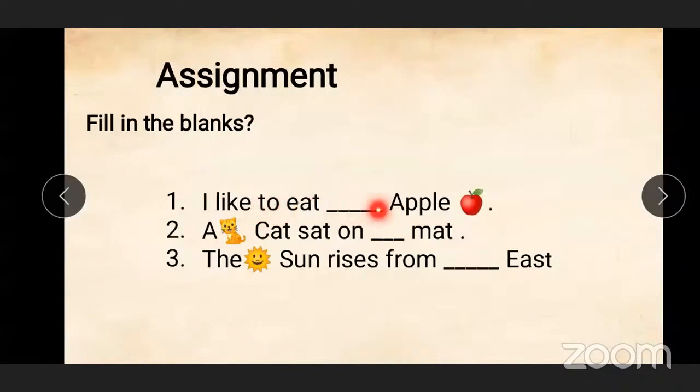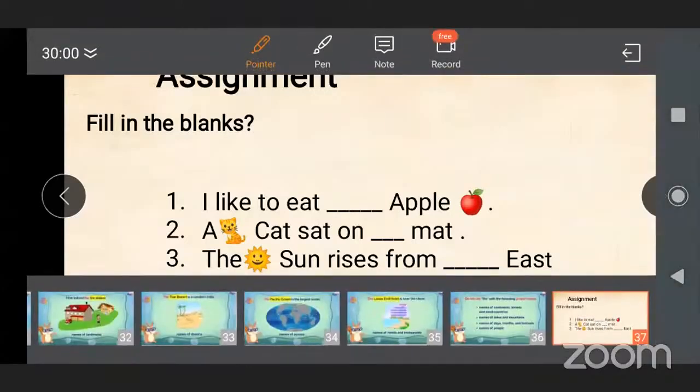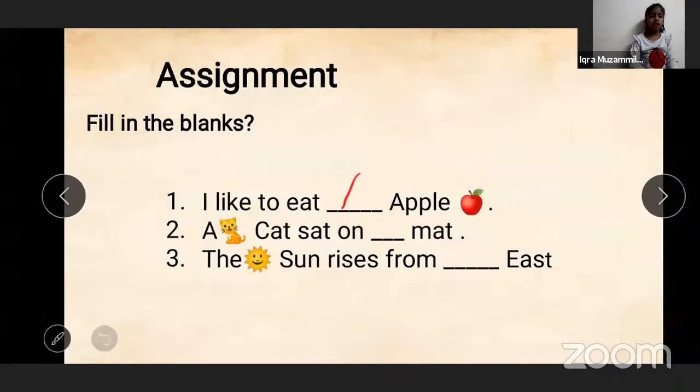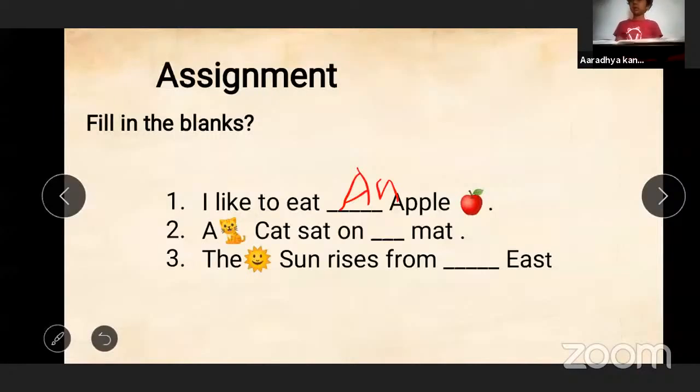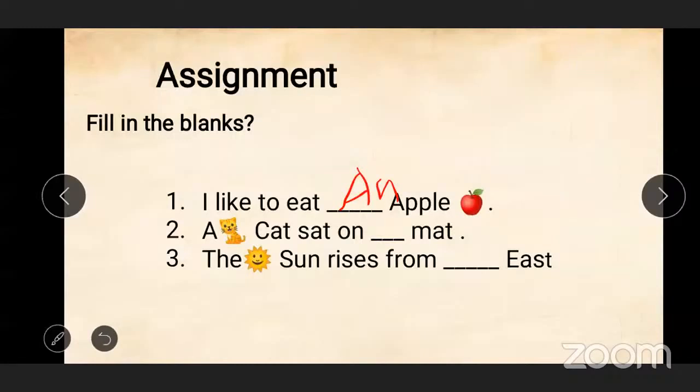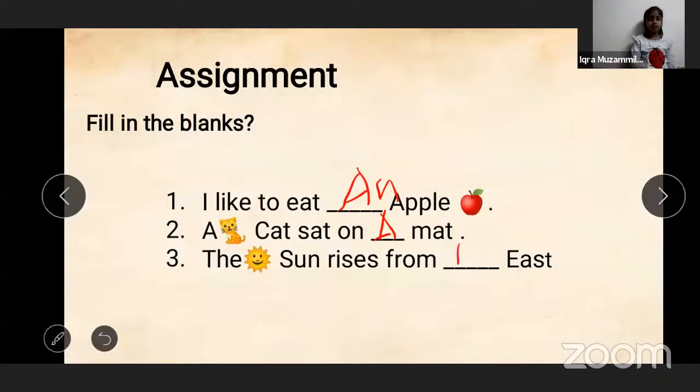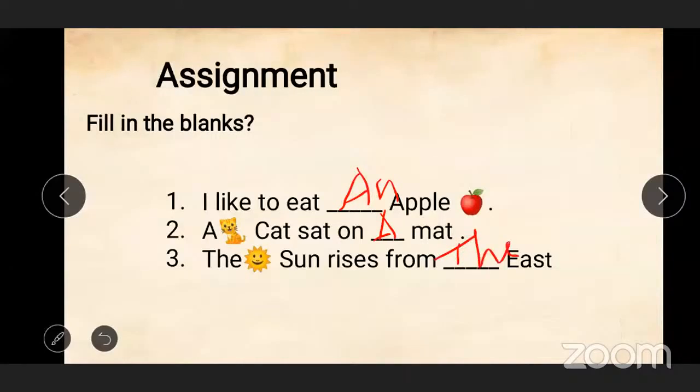Now, for assignment, fill in the blanks. I like to eat dash apple. What article will come here? I like to eat an apple. Very good, dear. Now next, a cat sat on dash. What comes? A cat sat on a mat. She's sitting on a mat, so we are using "a" mat. Now, the sun rises from dash. What will come? The east. Very good. The sun rises from the east.